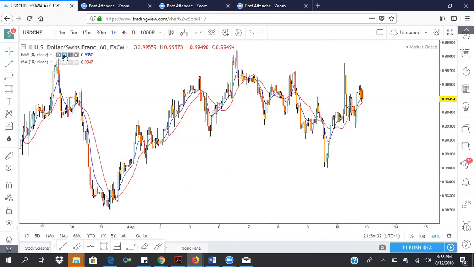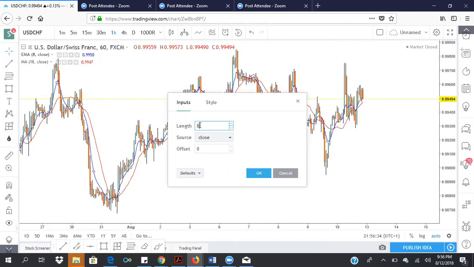Okay? So when that MA comes, you will now go to your EMA. You're going to set it as 8. In length, you're going to put 8. Please take note of this. In length, you're going to put 8. So then your source is close, offset is 0. This source and offset is constant, but your length is going to be 8, meaning that it's basically calculating the moving average exponential in 8 movements of price.